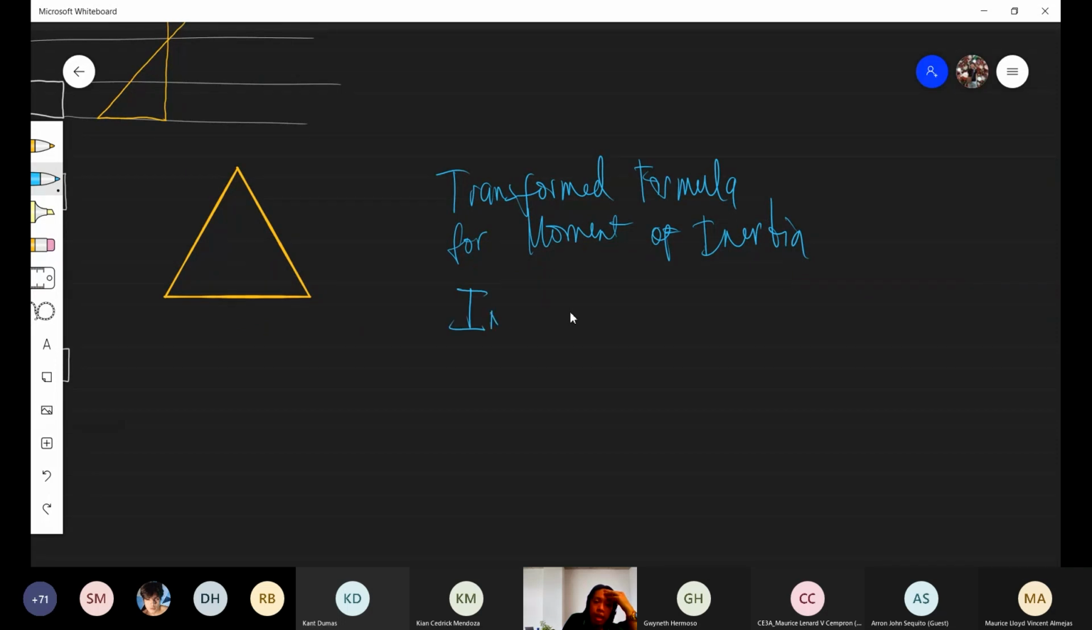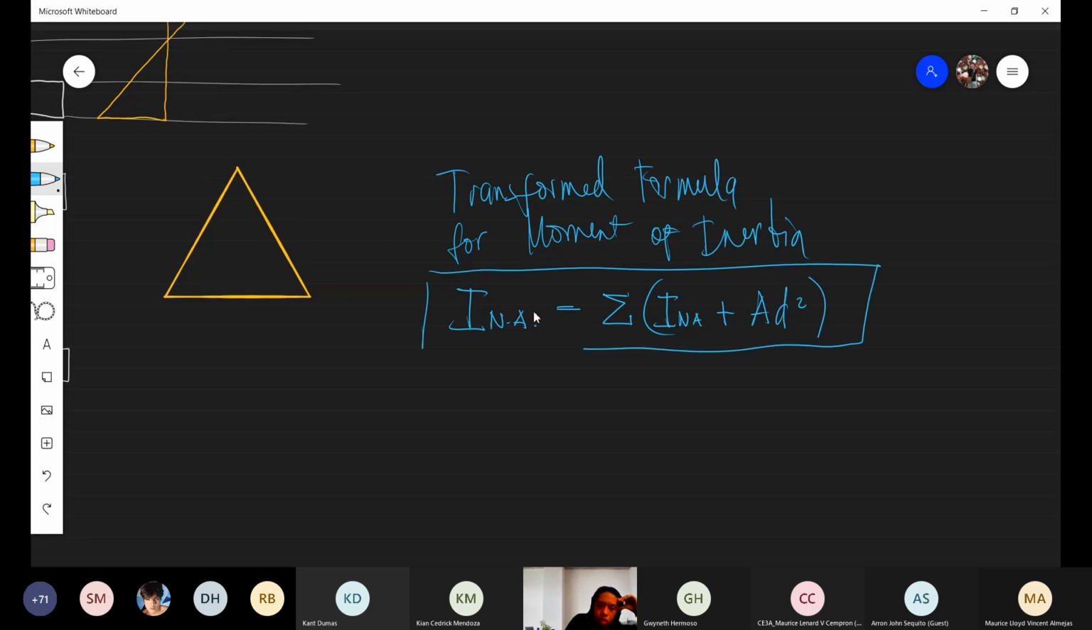I at NA, always at NA, with respect to the neutral axis. I at NA is equal to the summation of I NA plus area times D squared. Familiar kami ng formula. This one. Ito ka nga ni familiar, balik ka, statics. Okay, so that's the transform formula.